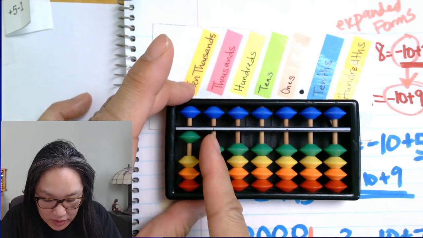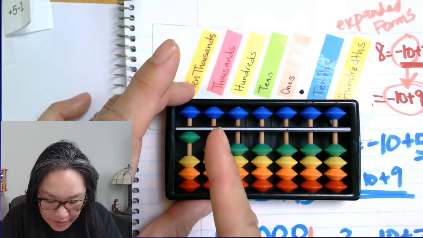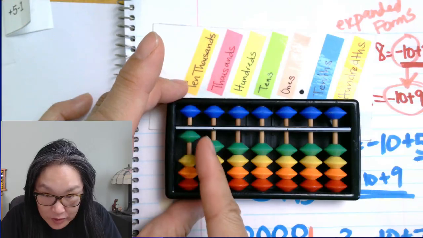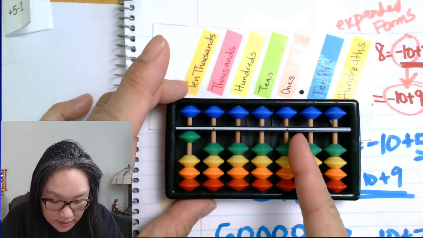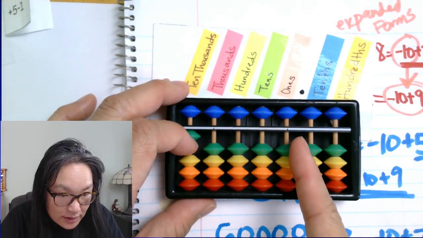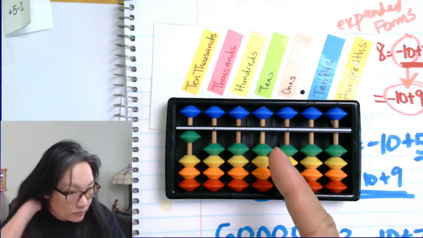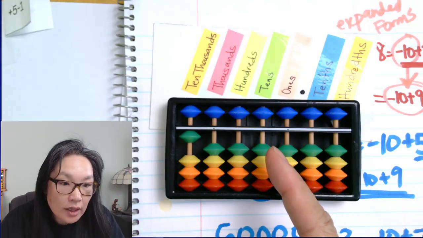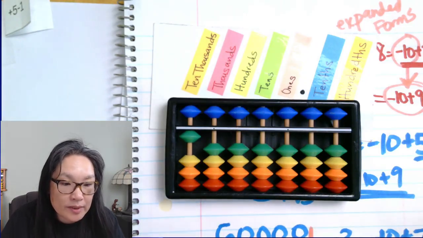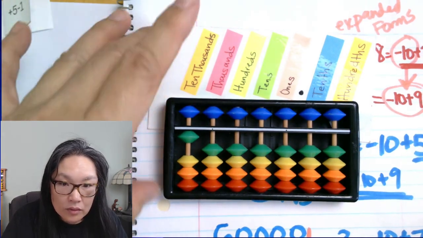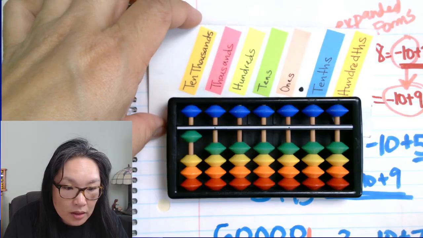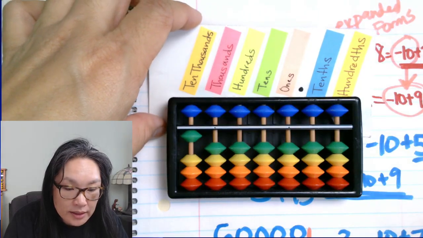We can do this one. This could be my ones, and then this would just be 10. Or this is my ones, and then this is my 10,000. Does that make sense? So I just want to keep everybody up to speed. Yes, it does. Okay, good.